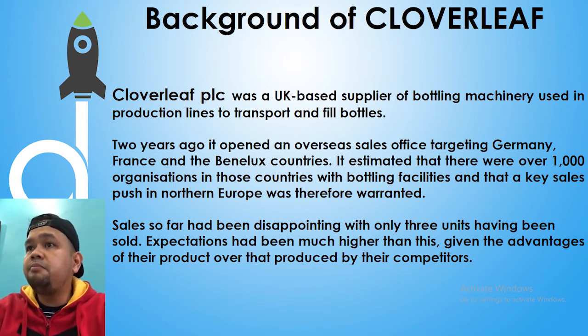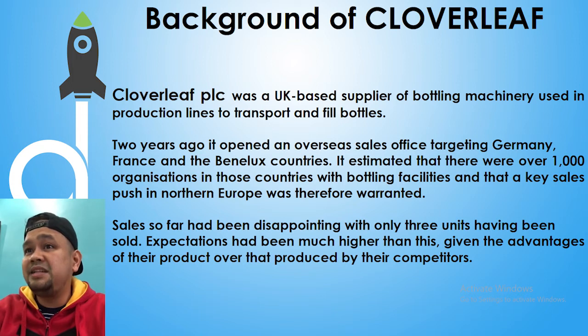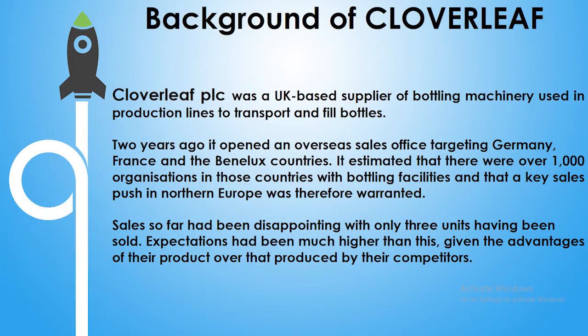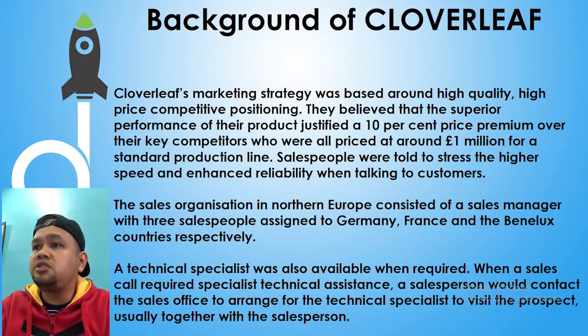Sales so far had been disappointing, with only 3 units having been sold. Expectations had been much higher than this, given the advantages of their product over that produced by their competitors. Cloverleaf's marketing strategy was based around high quality, high price, competitive positioning. They believed that the superior performance of their product justified a 10% price premium over their key competitors, who were all priced at around £1 million for a standard production line.